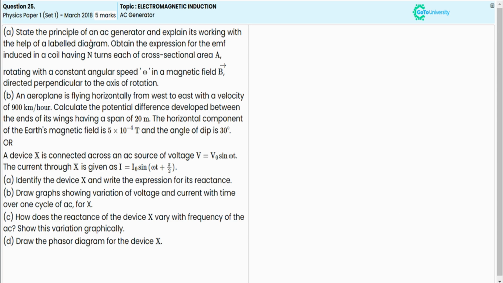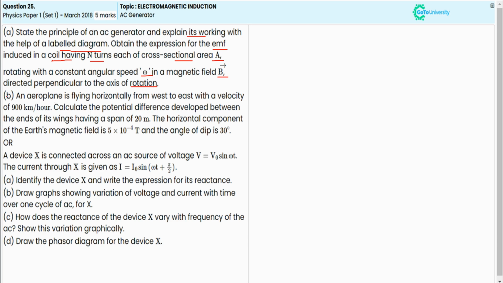State the principle of an AC generator and explain its working with the help of a labeled diagram. Obtain the expression of the EMF induced in a coil having n turns, each of cross-sectional area A, rotating with a constant angular speed ω in a magnetic field B directed perpendicular to the axis of rotation.